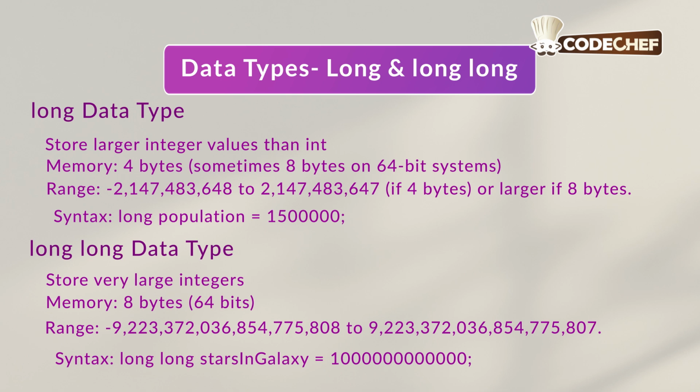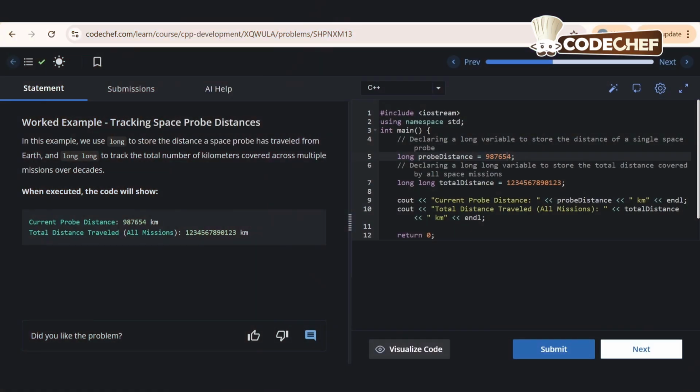Alright, now we will go to the CodeChef platform and see an example of a program that uses these two data types to understand how to use them correctly in C++. As you can see, the program objective is tracking space probe distances. Expected output is current probe distance: 987654 kilometers. Total distance traveled, then in brackets all missions: 1 2 3 4 5 6 7 8 9 0 1 2 3 kilometers.